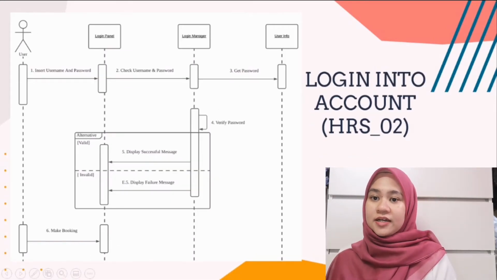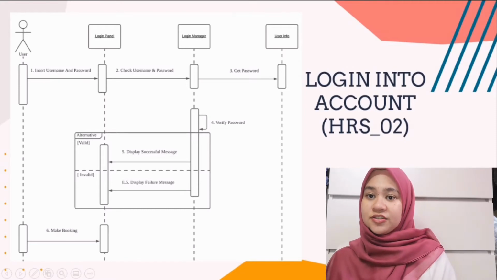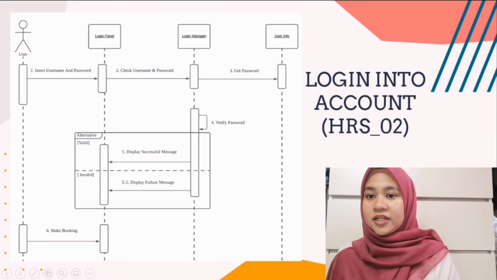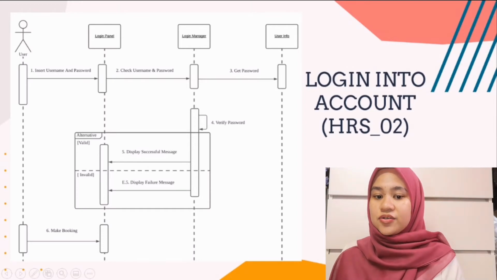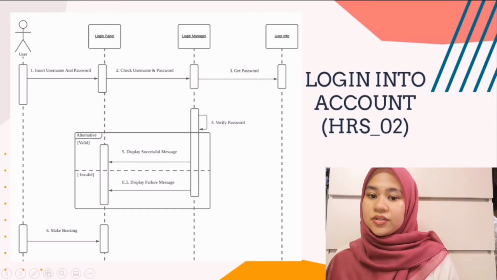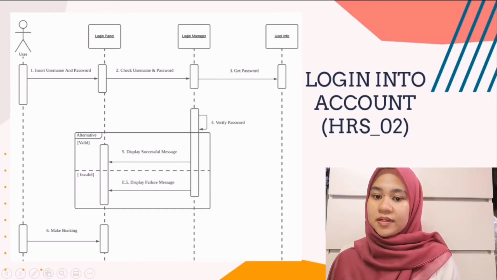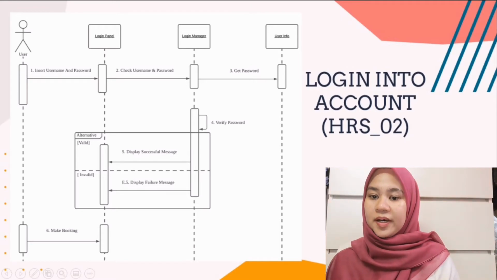In this diagram, it has one actor and three objects that consist login panel as the boundary object, login manager as the control object, and the user info as the entity object. Firstly, the user will send a message to the login panel by inserting username and password. From the login panel to the login manager, it will send a message to check the username and the password.